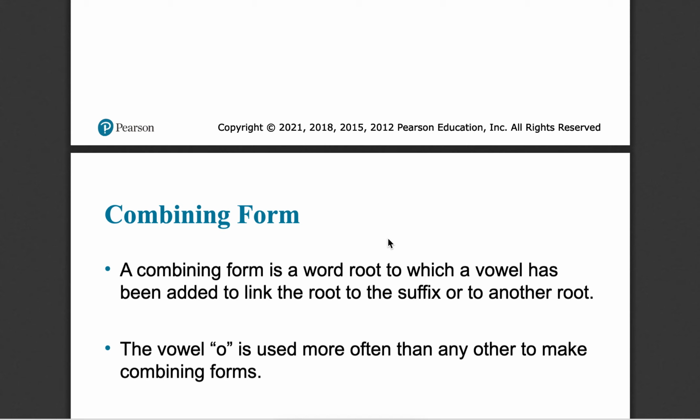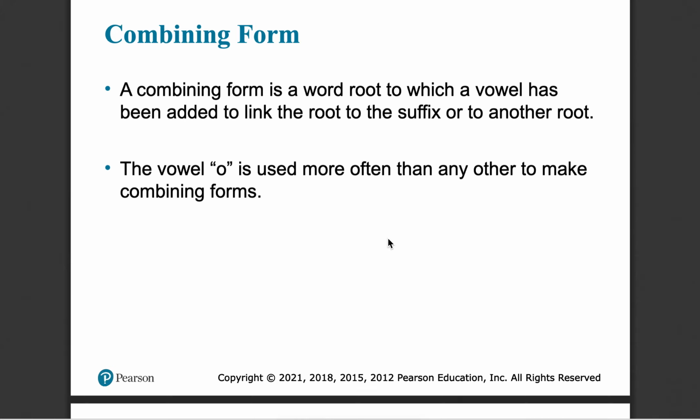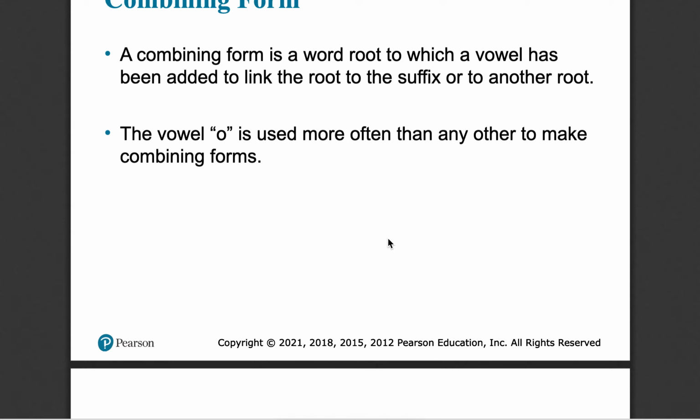When we talk about combining forms, a combining form is a word root to which a vowel has been added to link to another word, so the suffix or the prefix. So typically it's something like an O, and it's just there to link the two, allowing those words to kind of combine a little bit better than just putting the two words together. And so they may not have an actual meaning, but they're linked together. They help form that word.